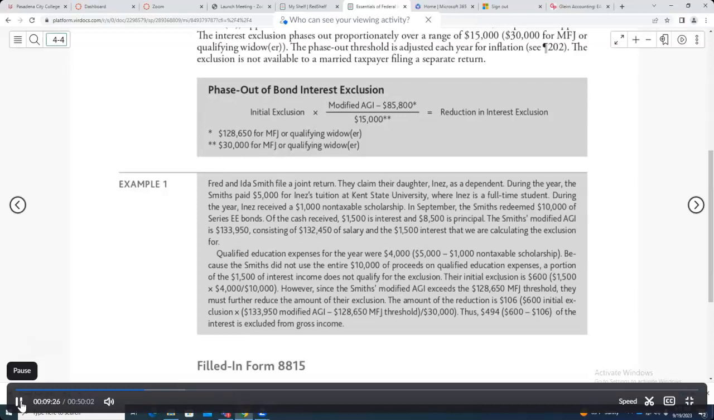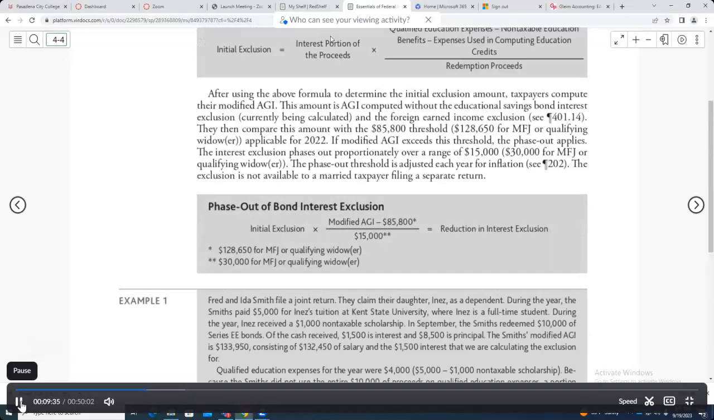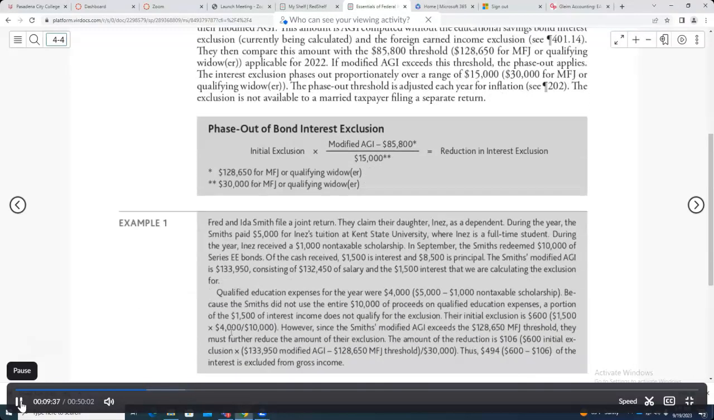Okay, the initial exclusion is $600. The interest portion is $1,500, multiplied by 4,000 out of 10,000. So 4,000 out of 10,000 gives you a 40% ratio that you dedicated to the education. 40% multiplied by the $1,500 interest that you got out of that redemption gives you an initial $600 of exclusion from income. So far, so good, but it's not over yet.